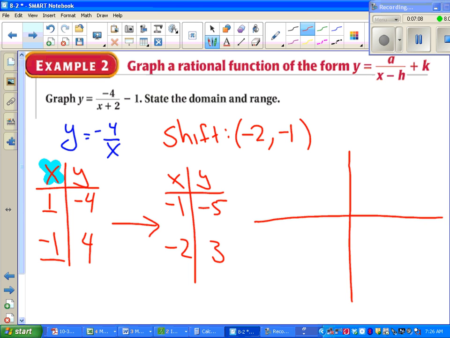And as I was explaining earlier, our asymptotes shift also. Instead of being at x equals 0, we're at x equals -2. Instead of being at y equals 0, we're at y equals -1. Beyond that, we plot our 2 points and sketch our curve. -1, -5.